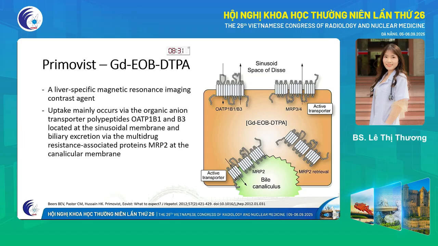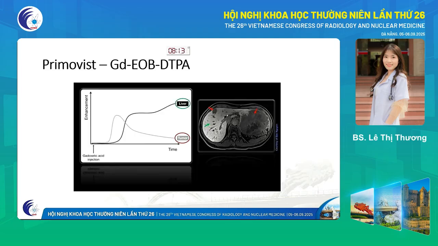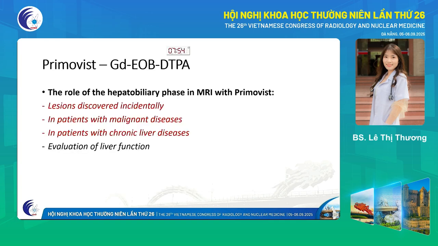The uptake mainly occurs via the organic anion transporter polypeptide OATP, located at the sinusoidal membrane, and biliary excretion occurs via the multidrug resistance-associated protein MRP2 at the canalicular membrane. Because of these characteristics, the cells with OATP receptor will retain Primovist in the hepatobiliary phase, while transformed cells will show reduced signal in this phase. Thereby, we can evaluate the nature of the tumor cells. We have a sample of the hepatobiliary phase in MRI with Primovist.